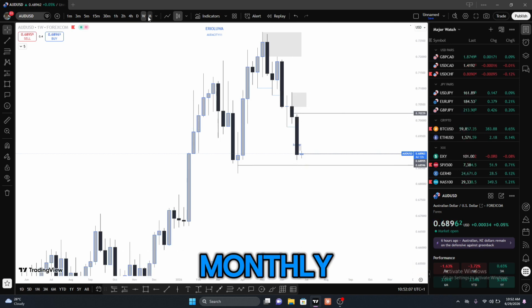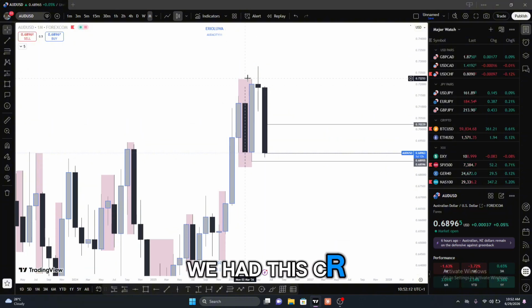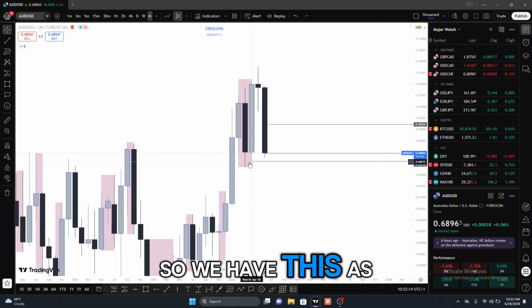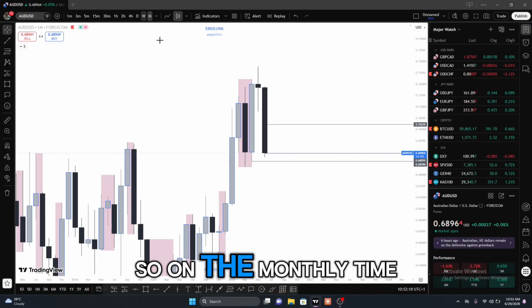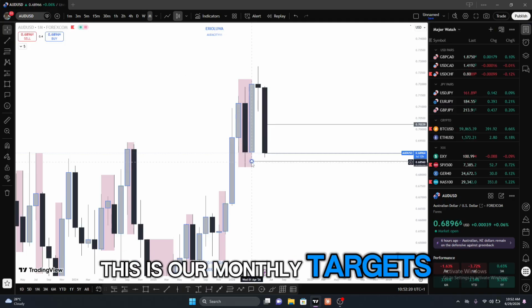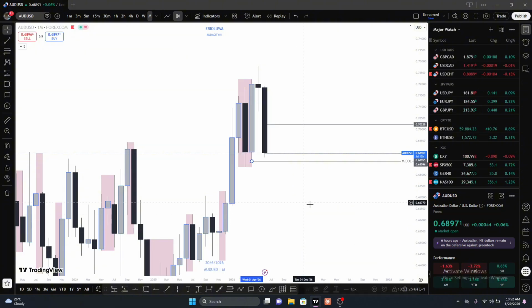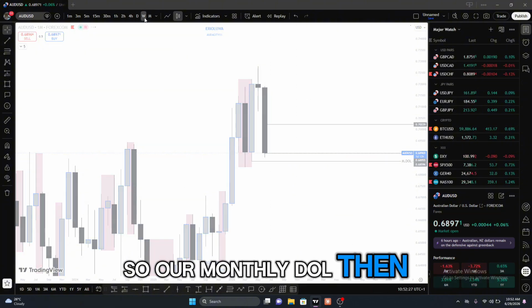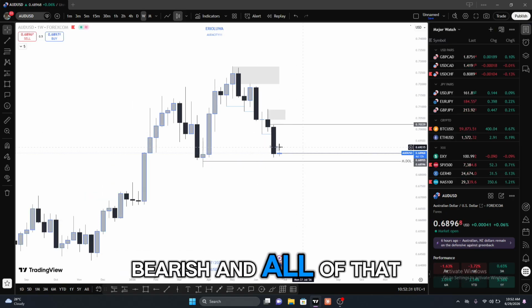Let's even start from the monthly to see what the monthly is doing. On the monthly time frame, we had this CRT, so we have this as our low, our target, which is why I marked it out already. So on the monthly time frame, this is our monthly target. Let me mark it out. It's our monthly DOL. Then on the weekly time frame, we closed bearish, we're still bearish and all of that.